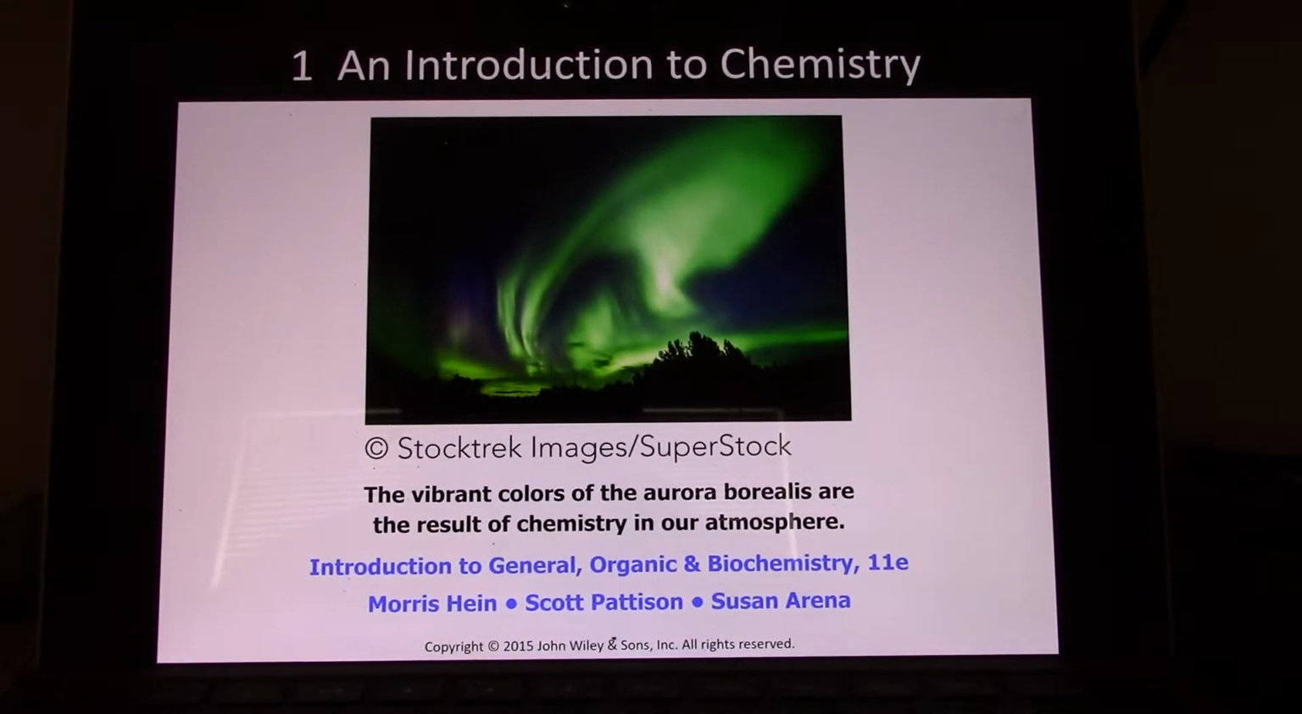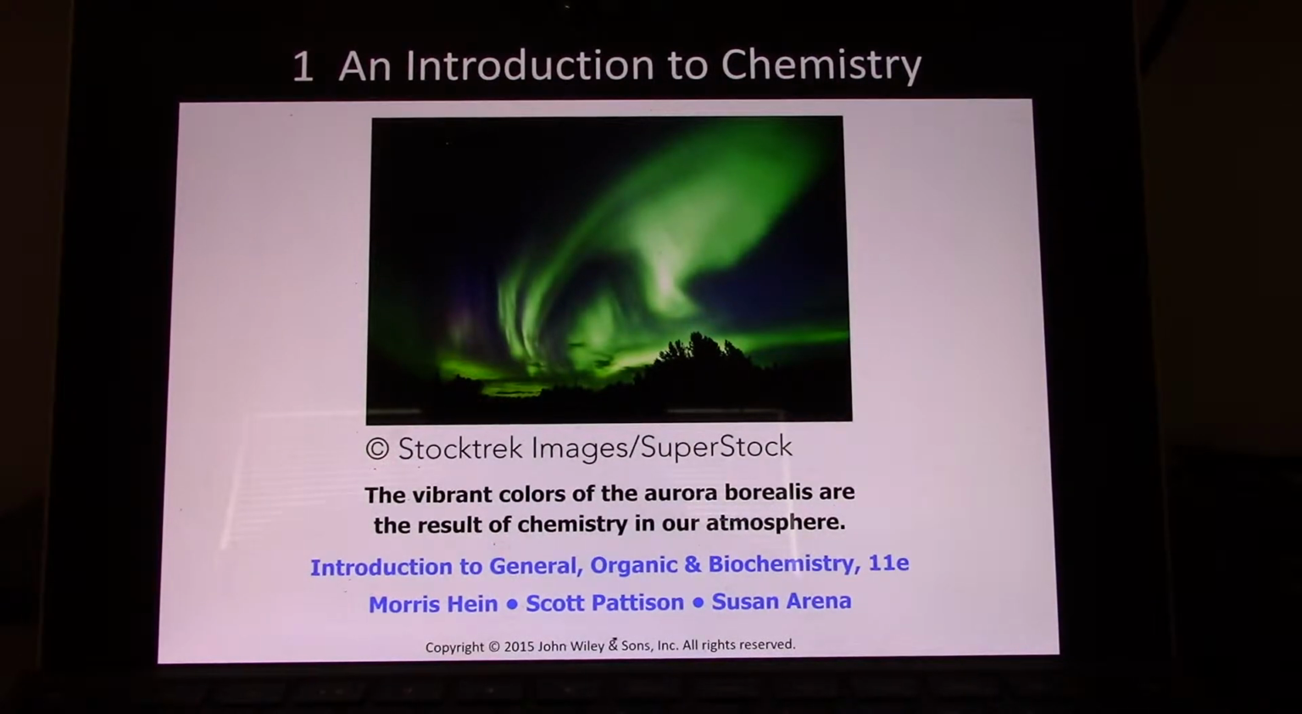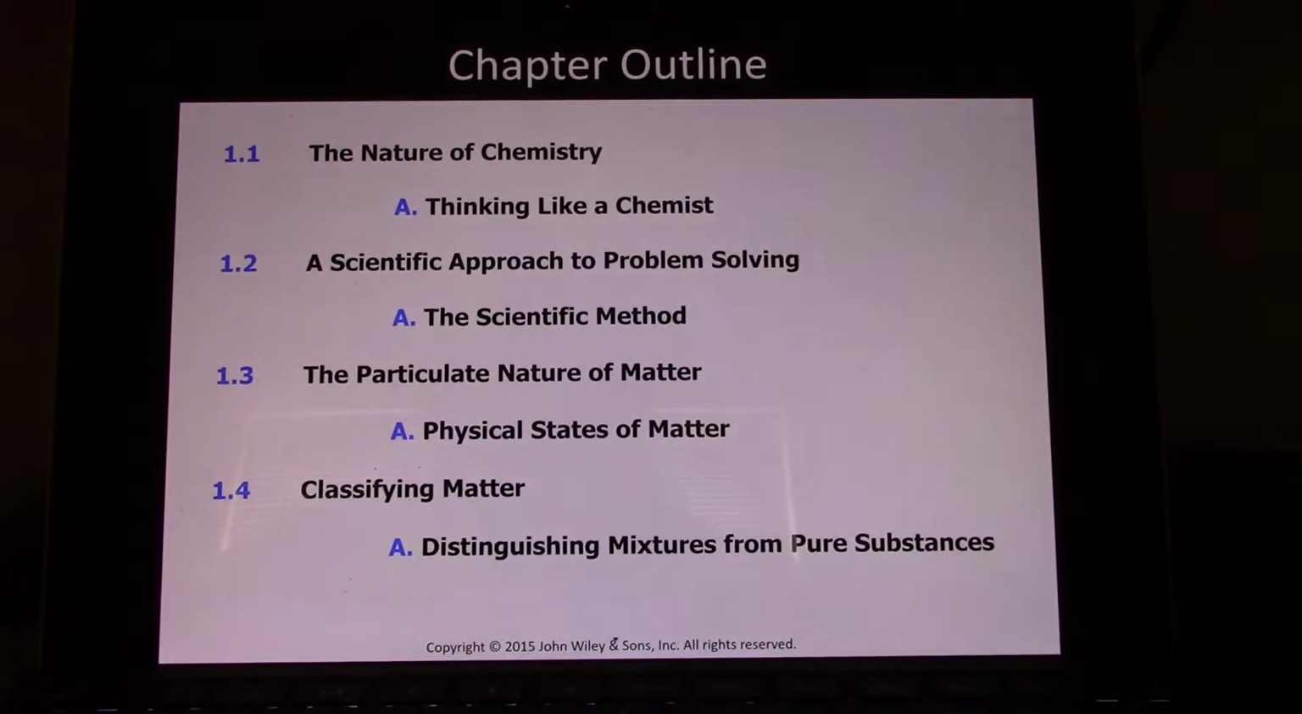All right, let's start with Chapter 1, An Introduction to Chemistry. In this chapter, we're going to introduce chemistry and why we study it.